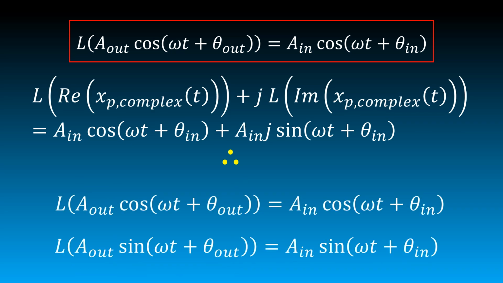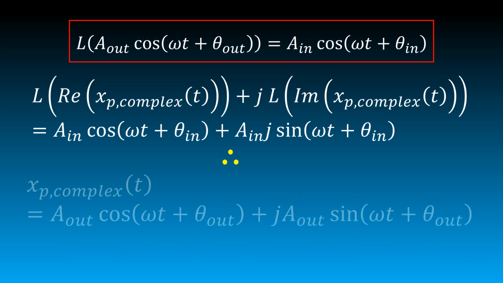And from the differential equation, we can say that the real part of our output must therefore be A_out cosine of omega t plus theta_out, and the imaginary part of our output must therefore be A_out sine of omega t plus theta_out. And therefore our output to a complex sinusoidal input must be x_p complex of t, which is A_out cosine of omega t plus theta_out, plus j A_out sine of omega t plus theta_out.